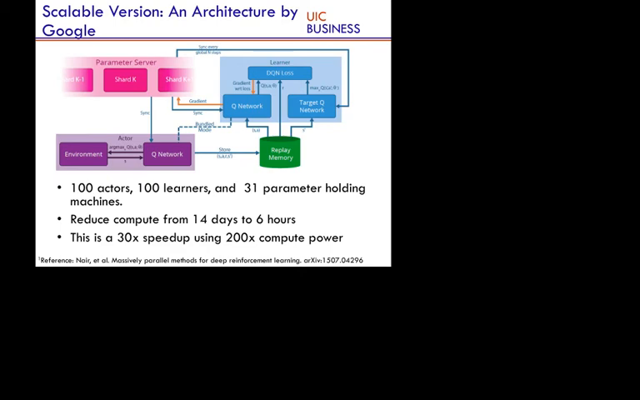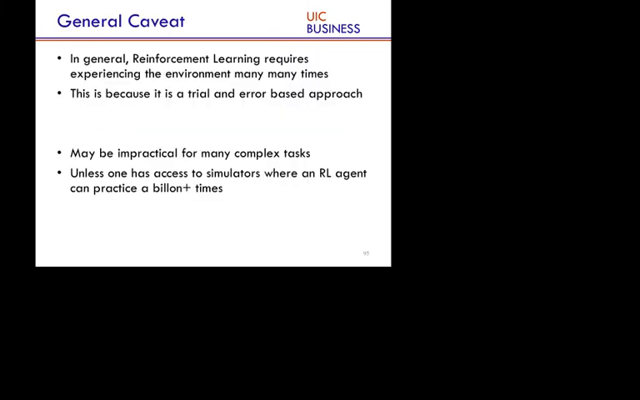I mean, basically by parallelizing, they were able to decrease the time to train a really good agent, right? So that's actually a general caveat: in general, RL will require experiencing the environment many times, and especially if it's a complicated environment, you need billions and billions of experiences, and that's because of the trial and error based approach. And it's not clear how to improve it without adding an extremely high amount of domain knowledge.